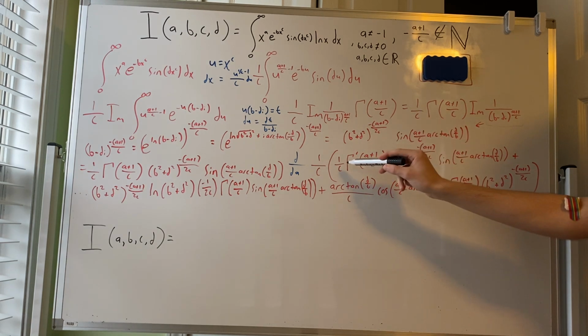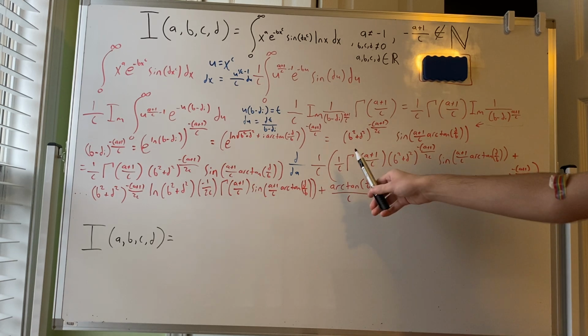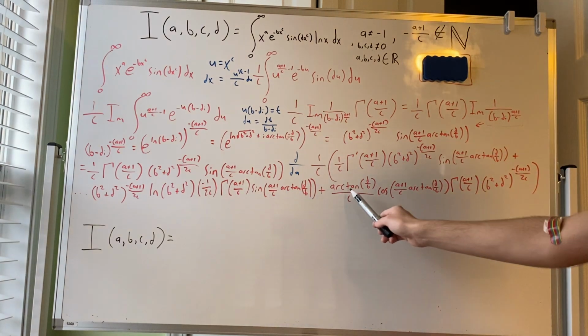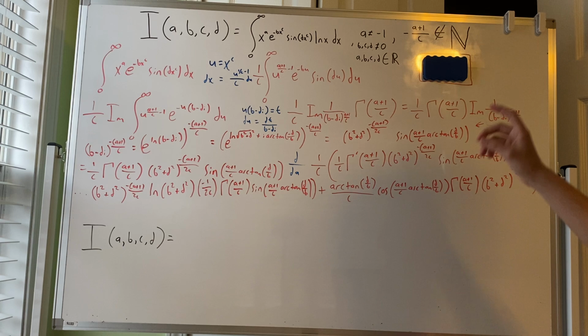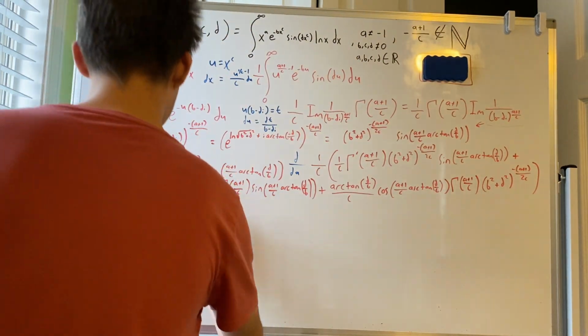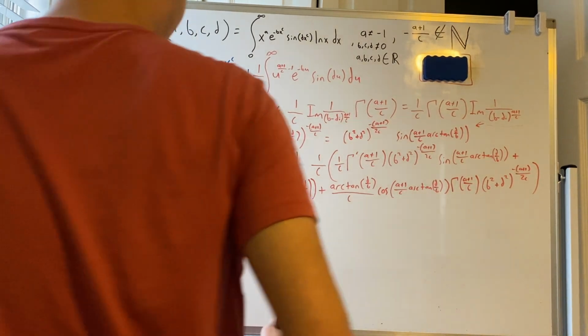Okay, so first thing we see is a 1 over c. Does every term have a 1 over c? This one does, this one does, and this one does. So yes, we can factor out a 1 over c. So I'm just going to put that along with our original 1 over c. So that's going to be a 1 over c squared.